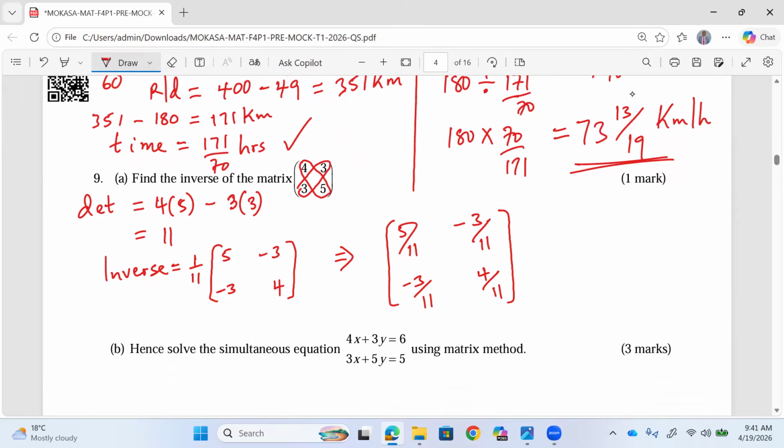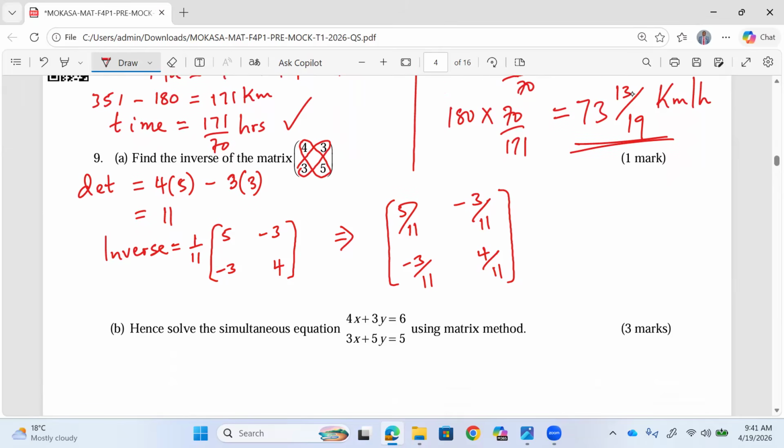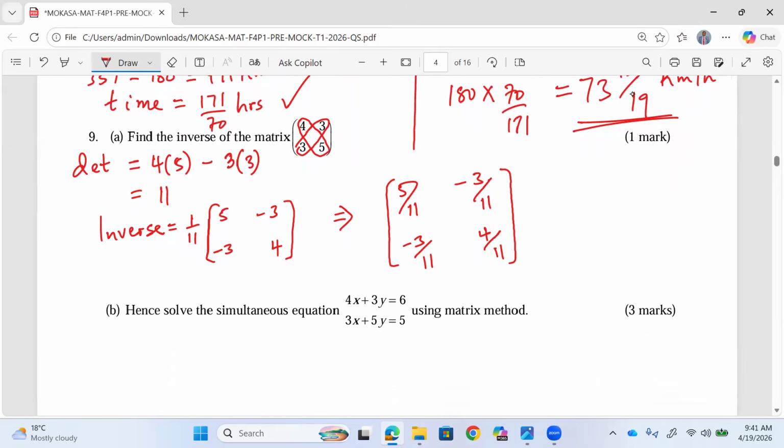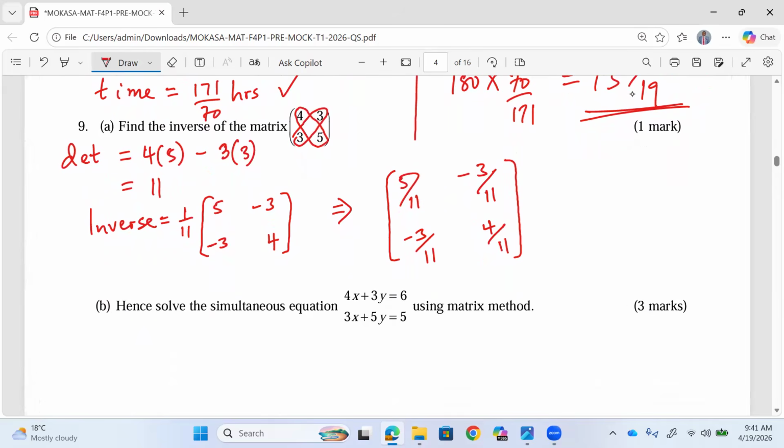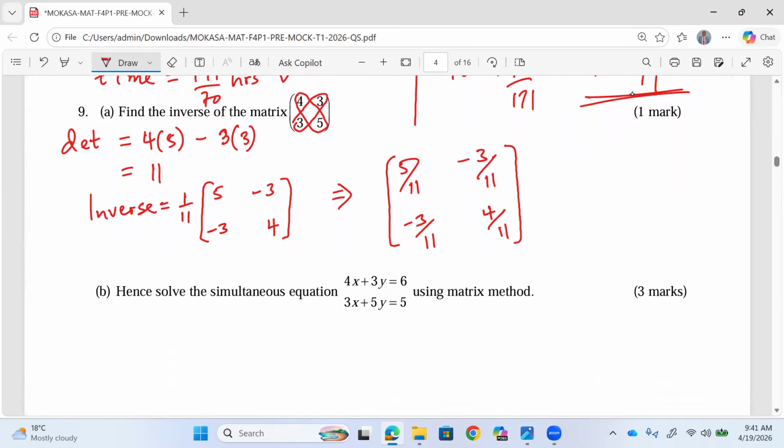It's advisable you leave the answers like that because they are full values. When you start making them decimals, you start rounding off. And whenever you round off, you introduce error. So there is no need to round off.